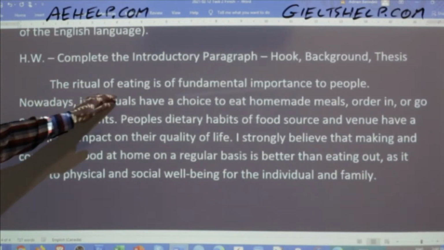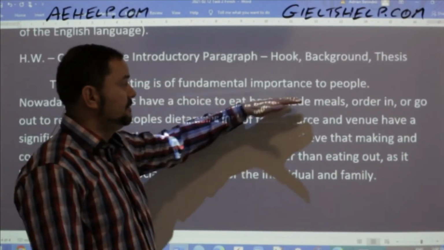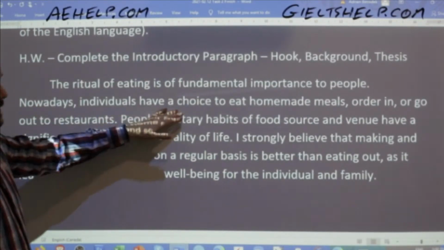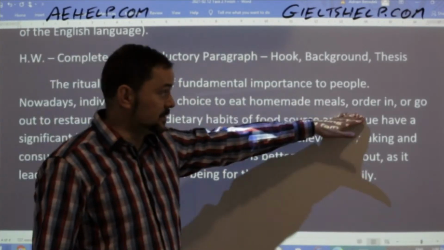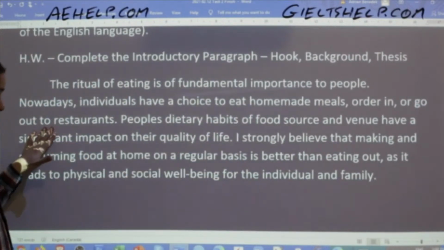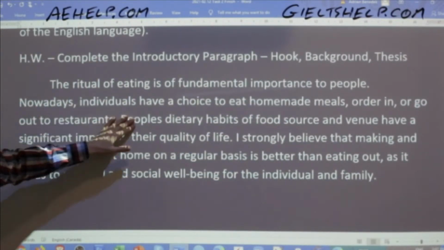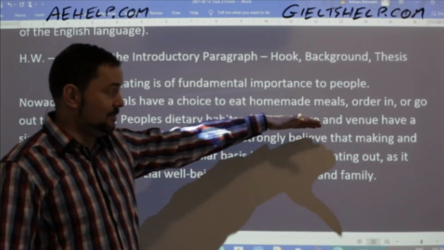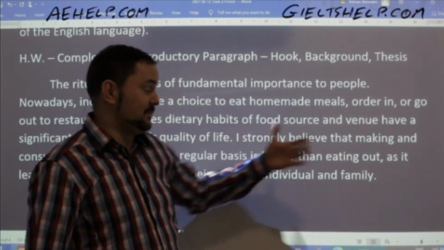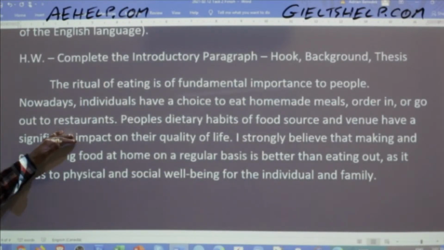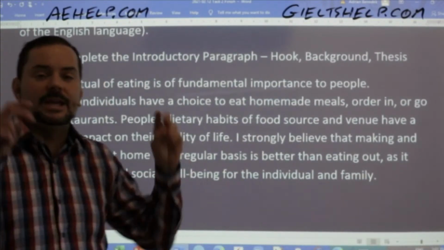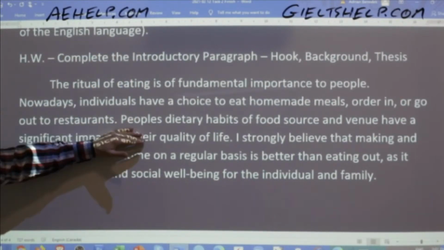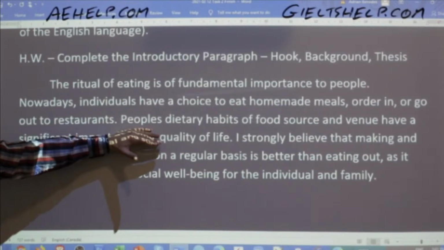The ritual of eating is of fundamental importance to people. Nowadays, individuals have a choice to eat homemade meals, order in, or go out to restaurants. Okay, so I'm simplifying. You eat homemade meals, so something you made at home. You order food to your house, or you go out to a restaurant. That's kind of the three types of categories that we do for consuming food.